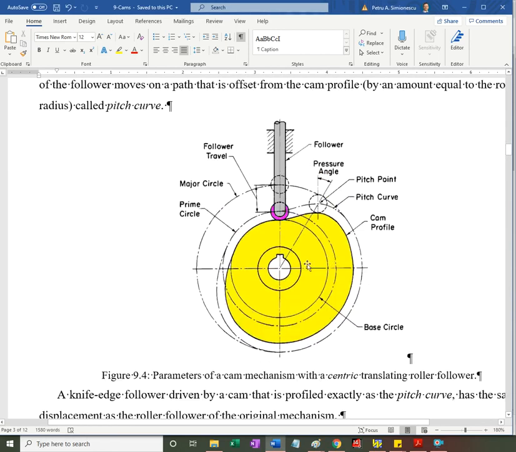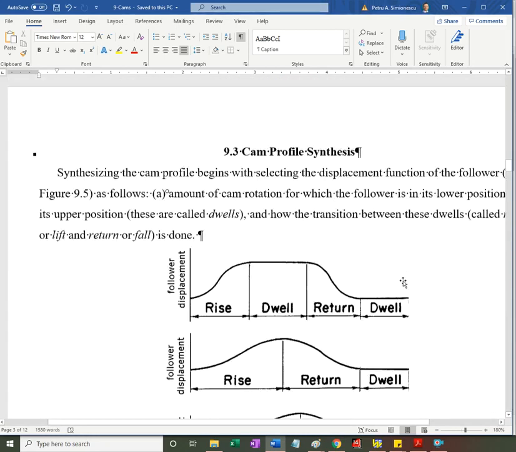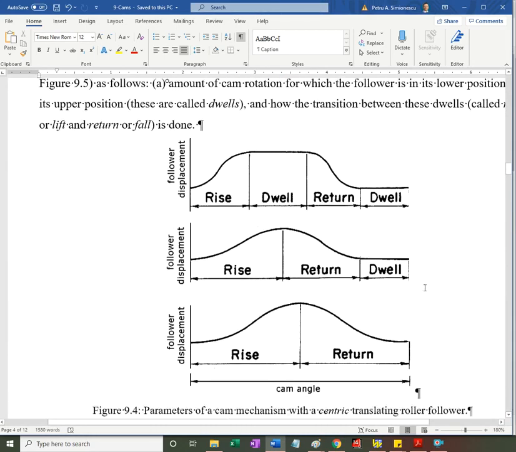All right. So I already anticipated that it's important how the blending between the two circles, the base circle and the major circle, is done, if we call this the major circle, although it's labeled as the major circle on the pitch curve, but it could be the major circle on the cam profile. So it matters. And there are a number of examples that I usually tell students.